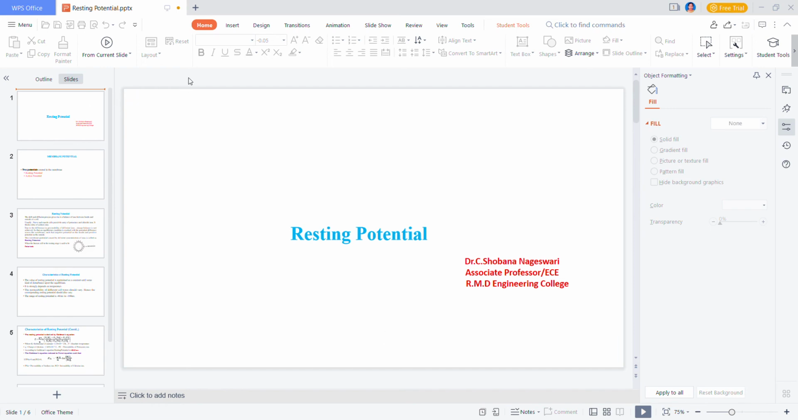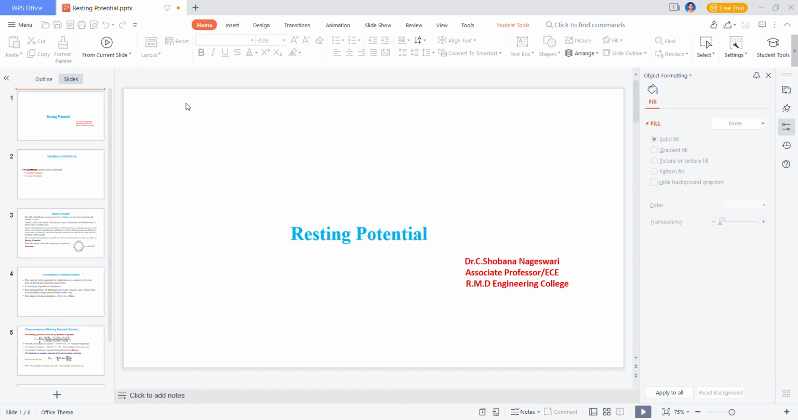The next thing is the resting potential is developed by the Boltzmann equation. This is the equation given for the resting potential: E equals kT by Q ln of (Pk Ko plus Pna Nao plus Pcl Cli) divided by (Pk Ki plus Pna Nai plus Pcl Clo).